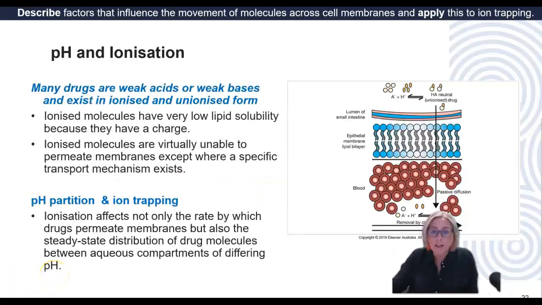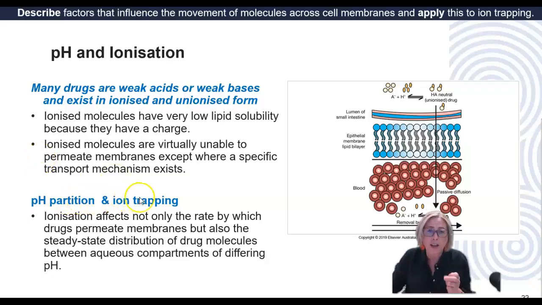Okay, everyone, some of these slides are a little bit repetitive, but I want to say it in a couple of different ways so that everybody has a chance of understanding this concept. So as I mentioned, many drugs are weak acids or weak bases and exist in ionized and unionized forms. Ionized molecules are water soluble. They have very low lipid solubility because they have that charge. Ionized molecules then are virtually unable to permeate membranes except where a specific transport mechanism exists, such as a carrier protein or something like that.